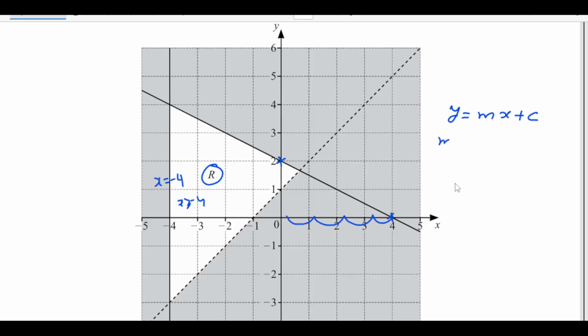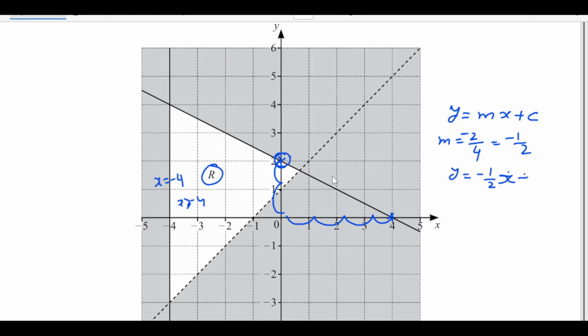So the gradient m is the change in y over the change in x. The change in y is 2, so this is going to be 2 over 4. As you can see, the line is going downward, so the gradient is negative. So this is negative half. So m is negative half here, and the y-intercept is c. It is intersecting y at this point, 2.